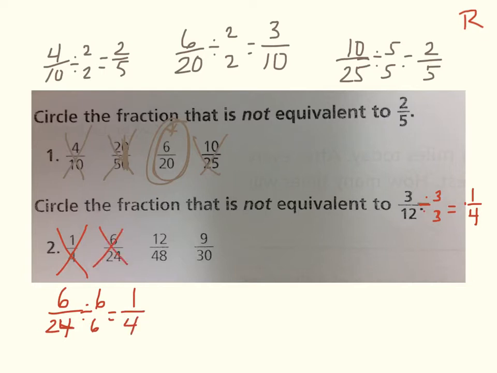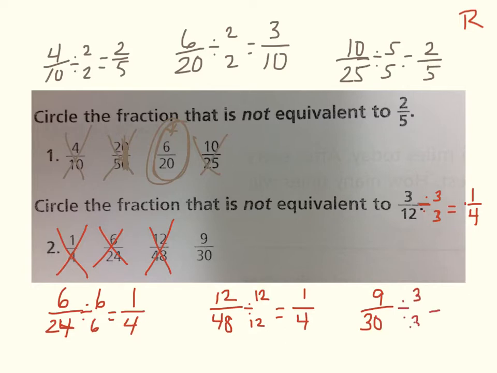That one doesn't work. I'm going to take 12/48, and I know by my 12, 24, 36, 48 that 12 goes into 48. So I'm going to divide both of these by 12, and I get 1/4. So that one doesn't work. So let's just check 9/30 to be safe. I know that 3 is the biggest number that will go into both of them. 9 divided by 3 is 3. 30 divided by 3 is 10, so this one doesn't work.